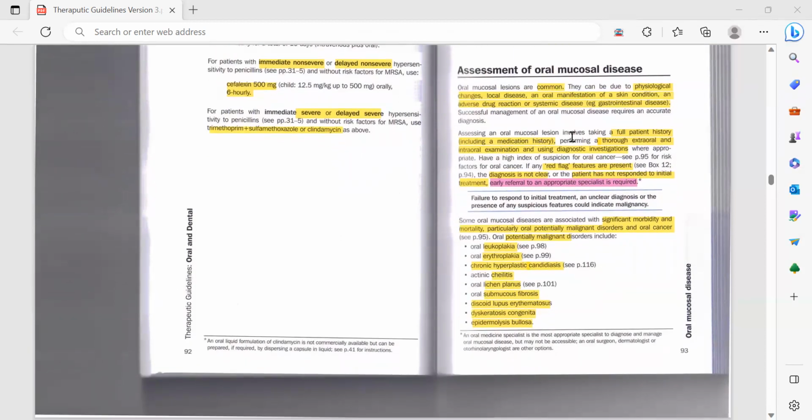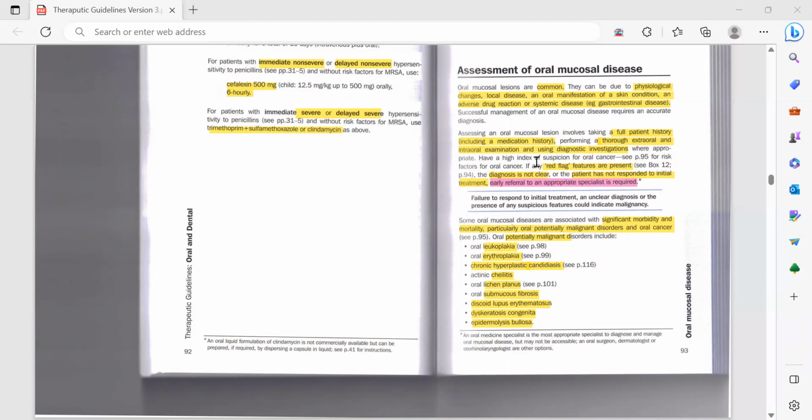Assessing an oral mucosal lesion involves taking a full patient history. So, when you need to assess any lesion, what are the steps that we learned in chapter 1? First you need to take a full history, then you need to do the examination, starting with extraoral and then intraoral examination. Then you will do certain investigations to confirm your diagnosis. Investigations would include whether you need to take an x-ray or do a biopsy. So these are some things that you need to do.